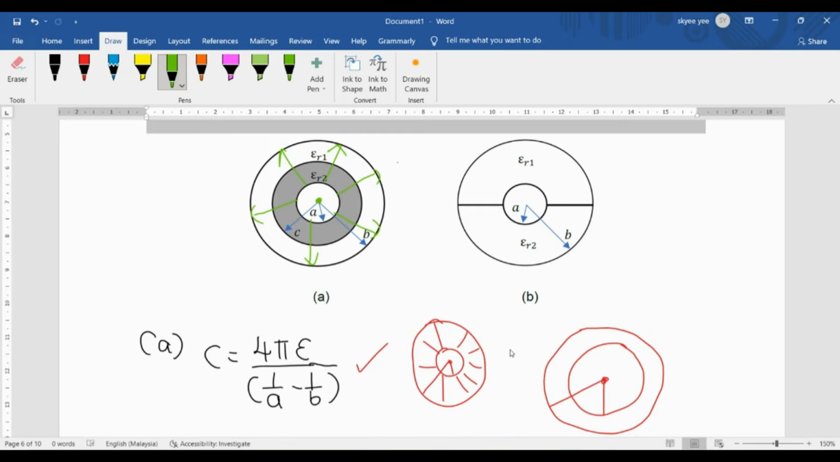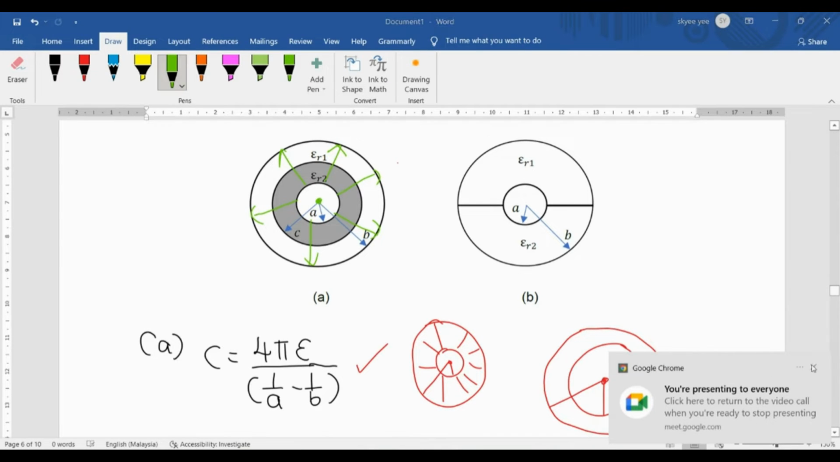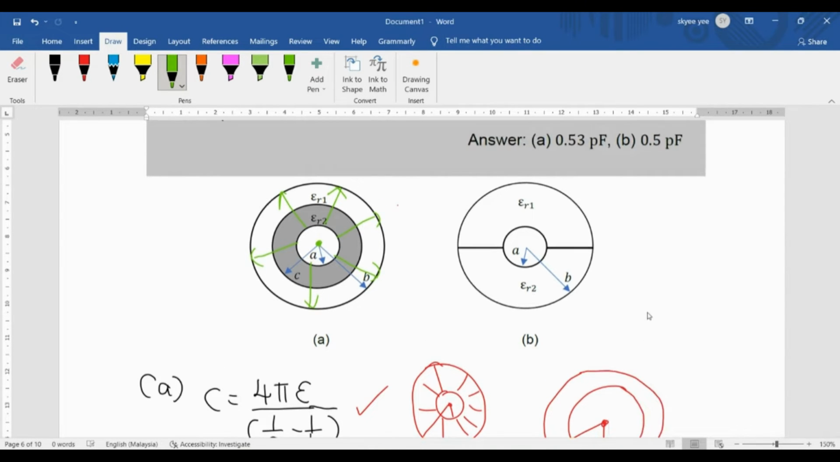Series or parallel? Look at the electric field. The electric field must pass through both materials to reach this side. So is this series or parallel? Who says it is series? So the answer is this is a series configuration.